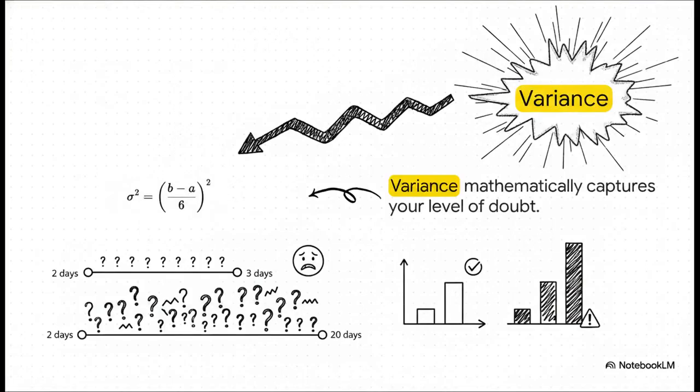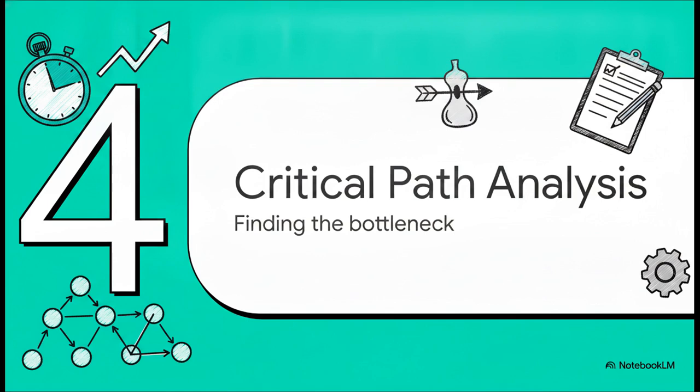Our second core formula is for variance. This mathematically captures your level of doubt. We take the worst-case scenario, B, subtract the best-case scenario, A, divide that by 6, and square the whole result. What this is doing is looking at the spread between your pessimistic and optimistic times. Think about it. If your best case is 2 days and worst case is 3 days, your variance is tiny because you're pretty certain. But if your best case is 2 days and your worst case is 20 days, this formula is going to yield a massive variance, mathematically warning you of the high risk and uncertainty baked into that specific task.